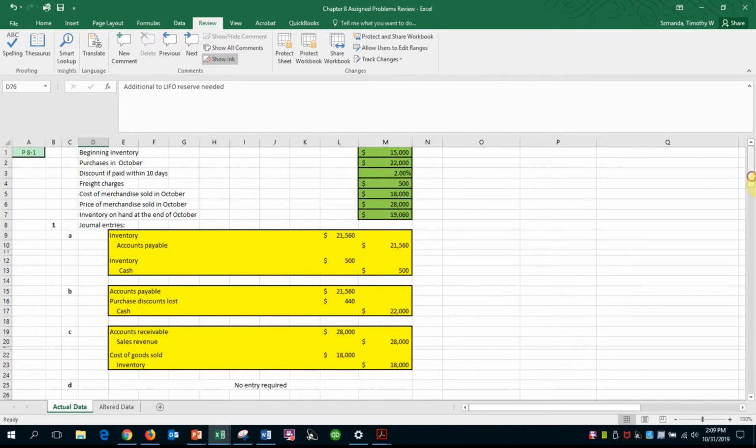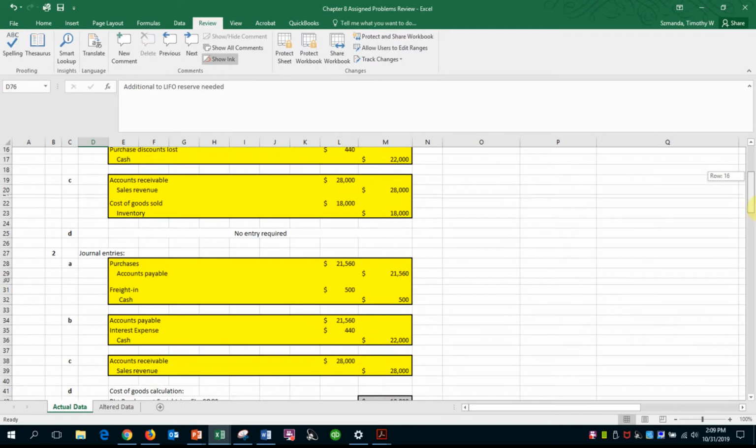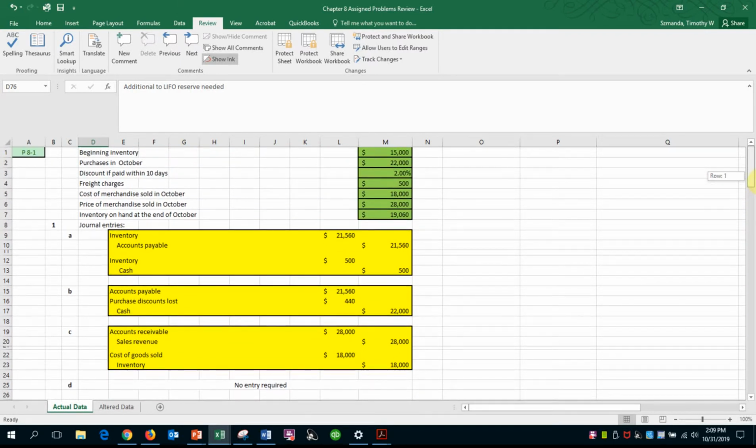Well, problem 8.1 is largely a review of work that's previously been done under the periodic and perpetual inventory systems. Just want to draw your attention to a few things just to remind you about these. One is that the discount for early payment does not apply to freight charges. Freight charges are separate.